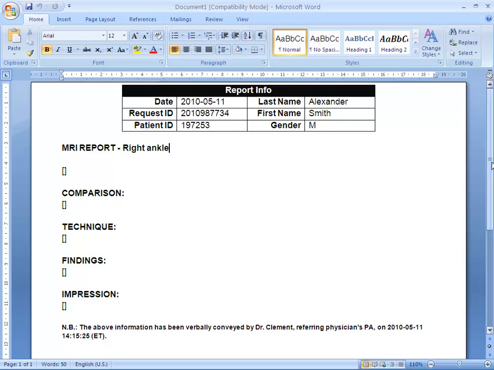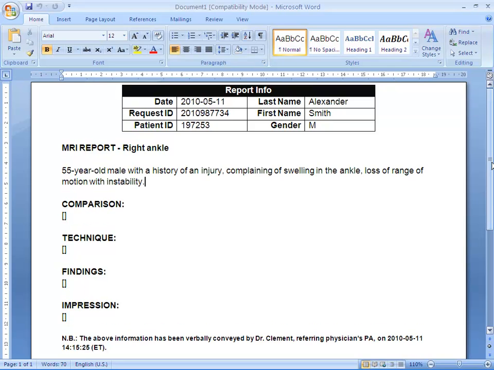Right ankle. 55-year-old male with a history of an injury, complaining of swelling in the ankle, loss of range of motion with instability. None. Standardized fat and water weighted pulse sequences were obtained in all three orthogonal planes.